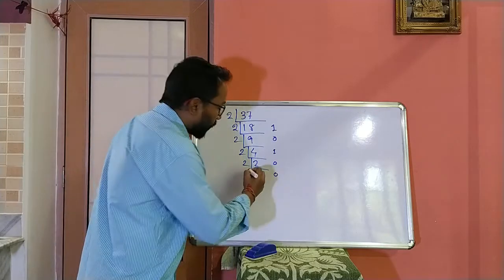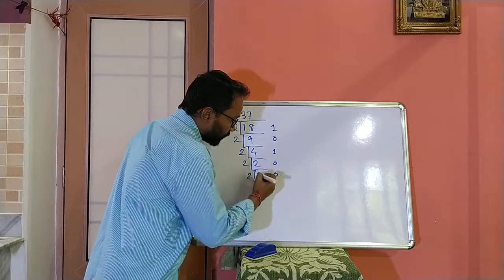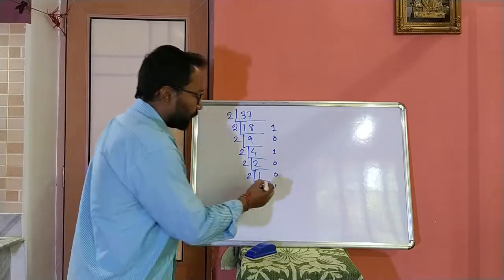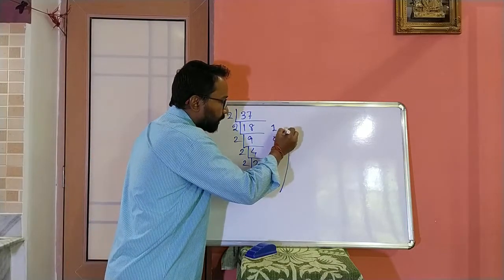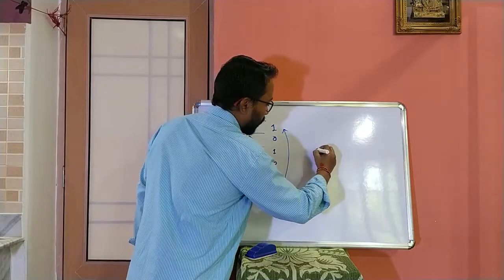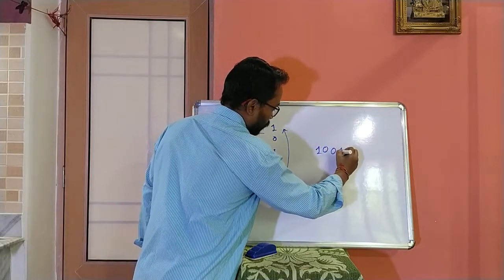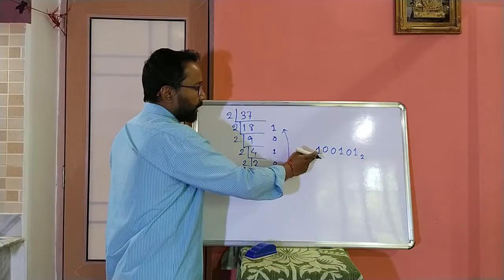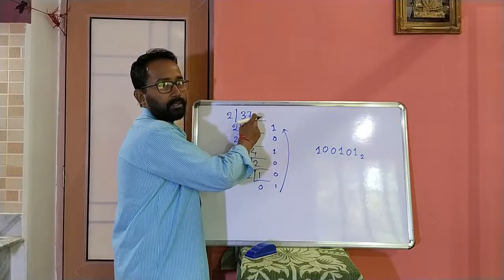Or you can go for one more step. 2 0s are 0, remainder is 1. Now no need to take any quotient. You read out all these remainders in reverse order, 1 0 0 1 0 1, and write down the base after it. So this is the binary equivalent of decimal 37.